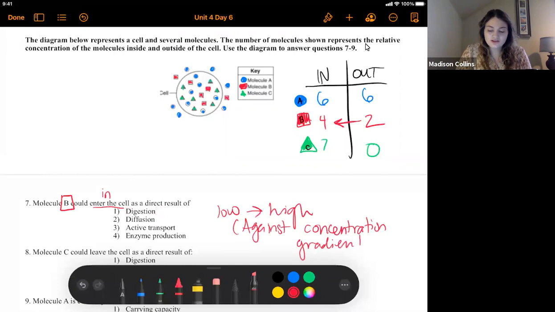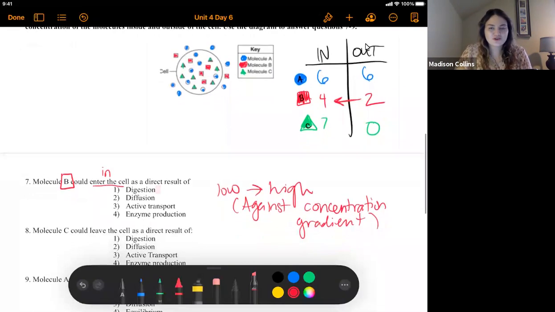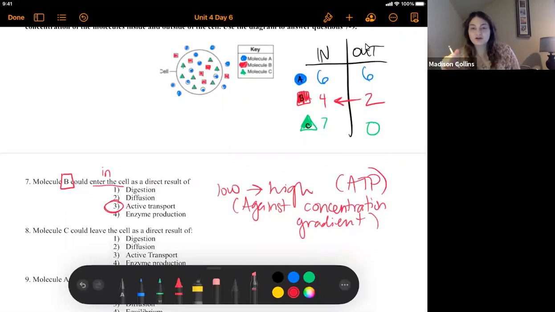All right, hopefully that sounds pretty familiar. We know that if we're going from low to high, that requires ATP, and because of that, this process would be active transport. So the only way molecule B can move into the cell is if energy is provided and it undergoes active transport.